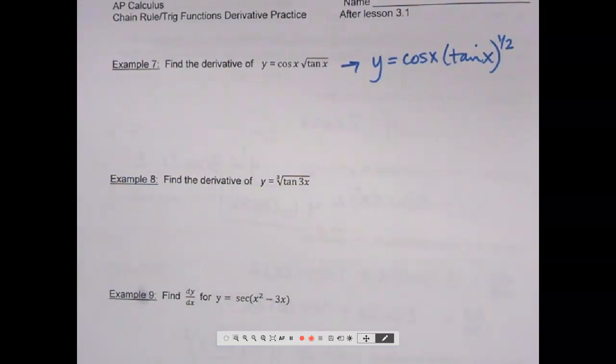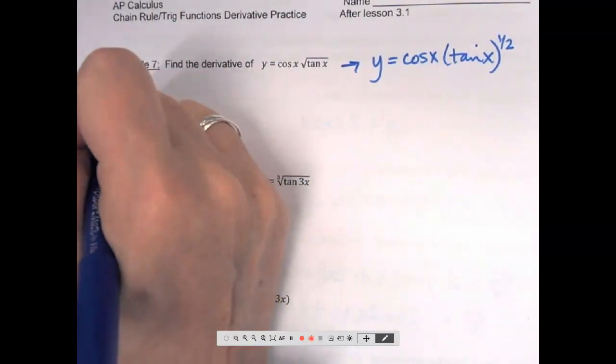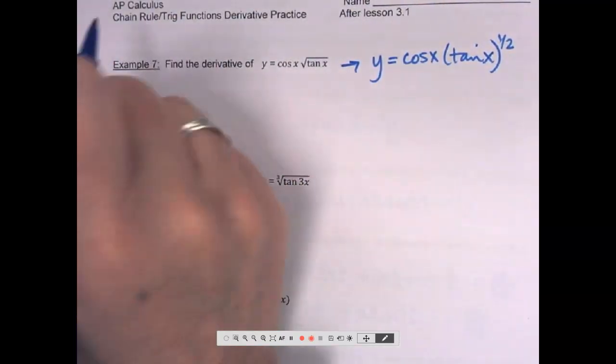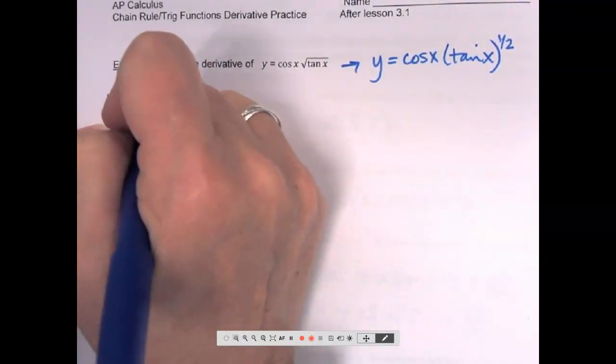Because tangent x is the whole thing under the square root, so that whole thing has to be raised to the 1/2. Okay, where to go from here? Product rule. Okay, with the chain rule, you got it. Okay, so y prime. U prime, negative sine x.